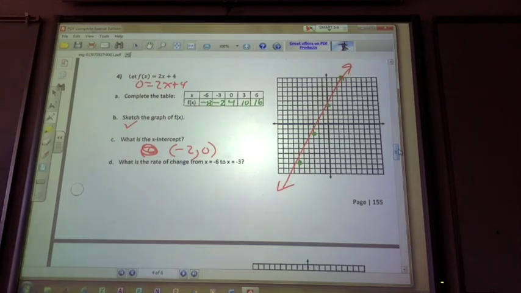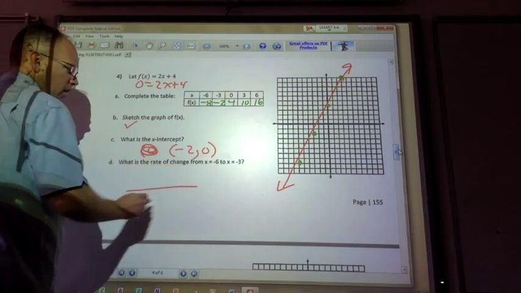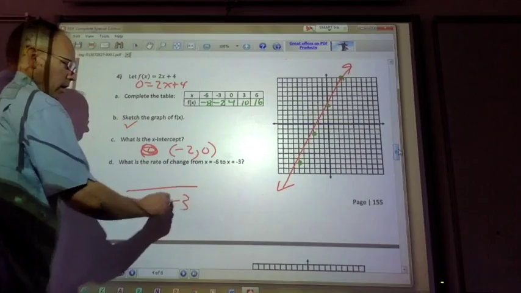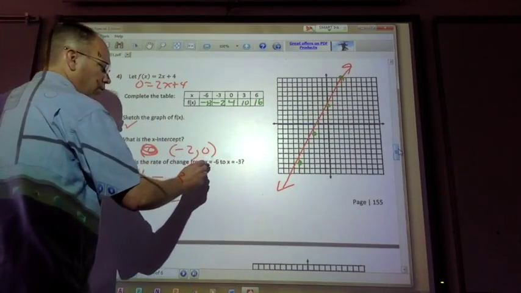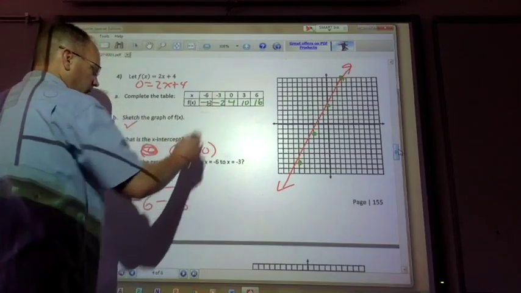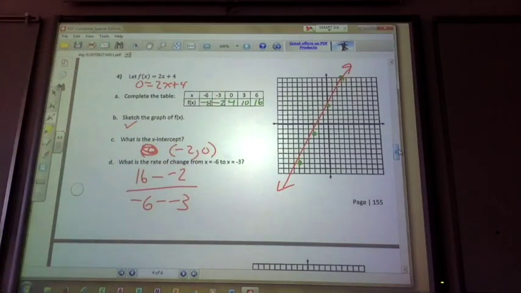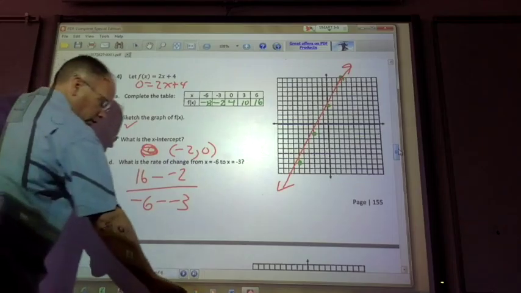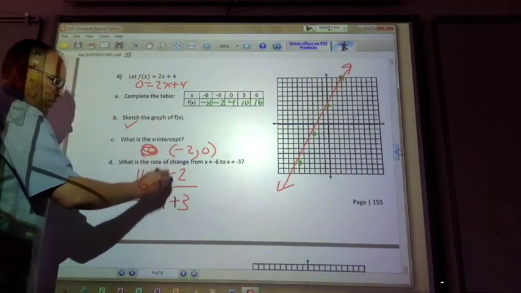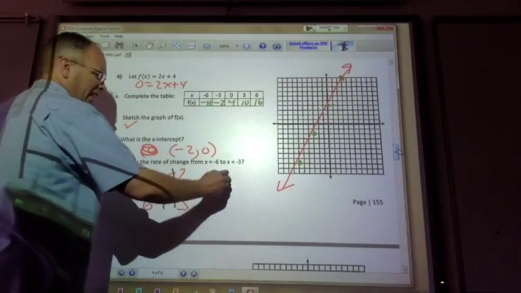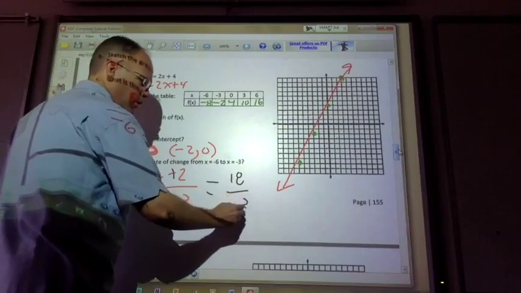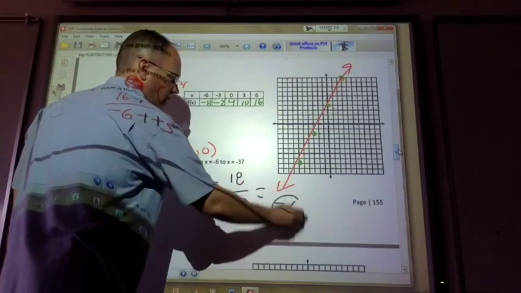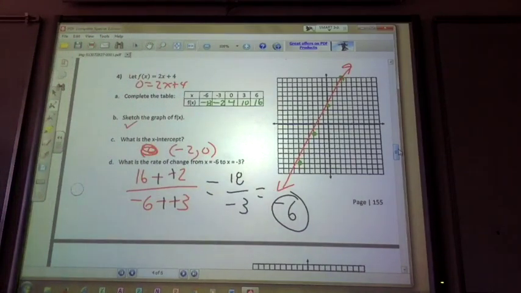That's the same way. What is the rate of change from -6 to -3? So that's on the bottom. So -6 minus 3. The value for -6 is 16, minus the value for -3, which is -2. Do you agree with that? Yeah. And then what I can do is change these signs, plus, plus, plus, plus. So on top I get 18, and on bottom I get -3, which reduces to -6, or -6/1, your choice how you want to write it.